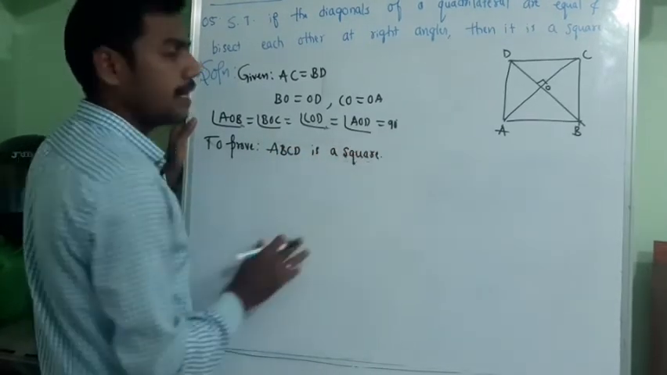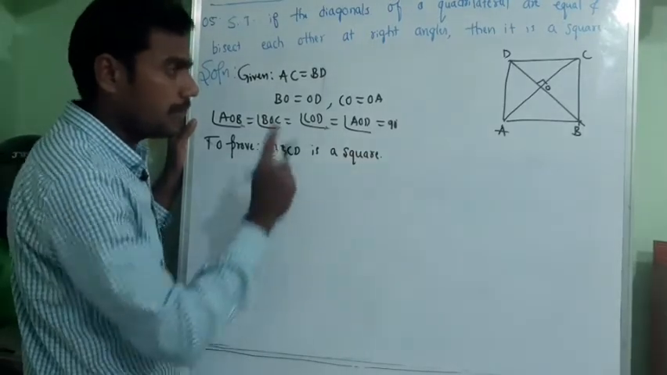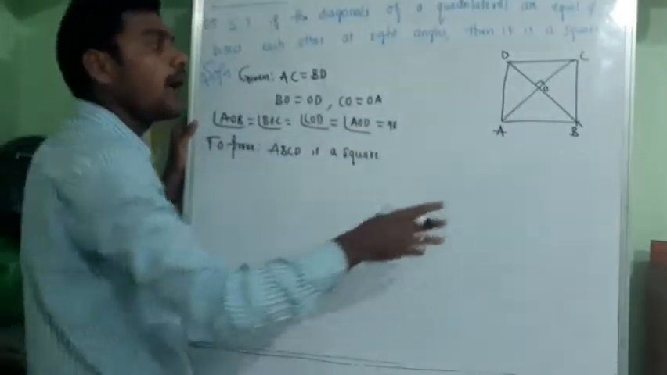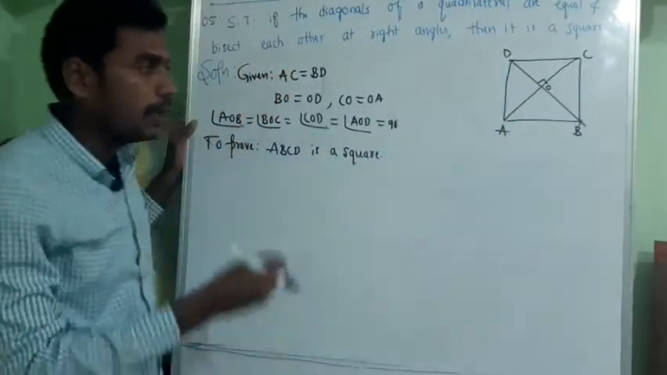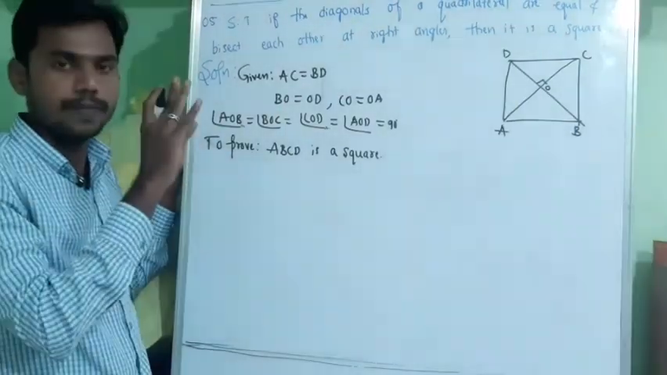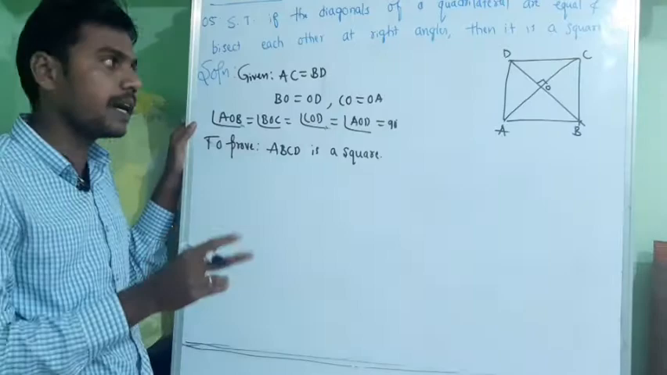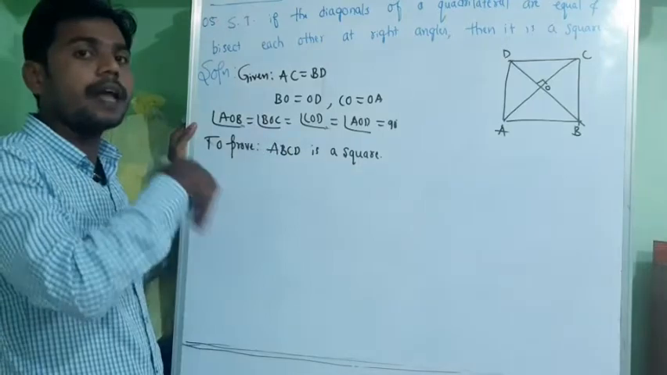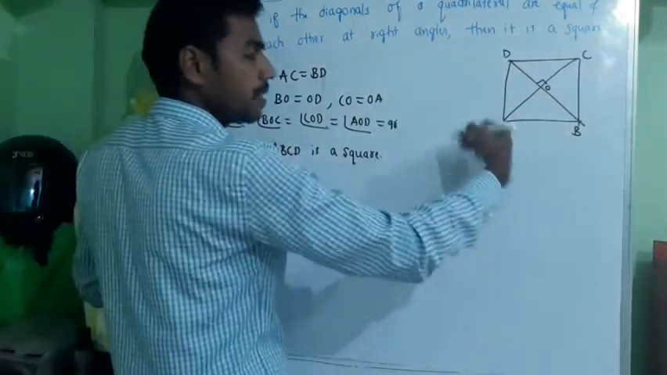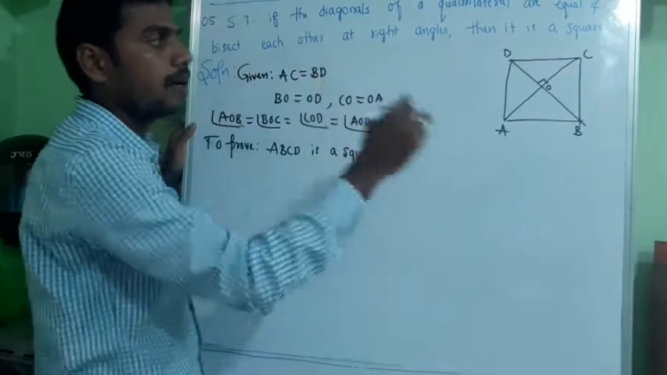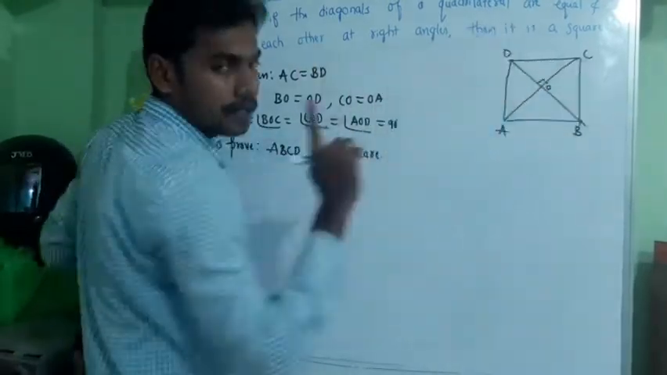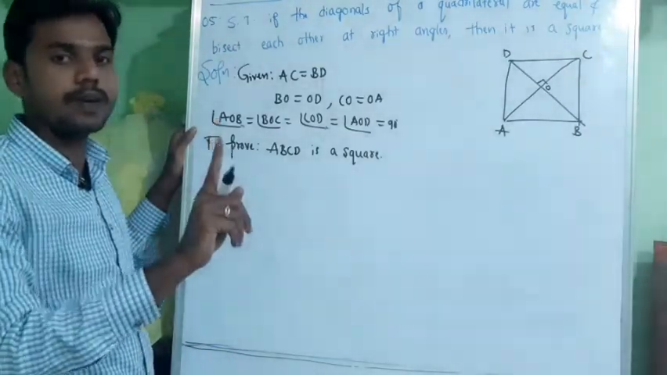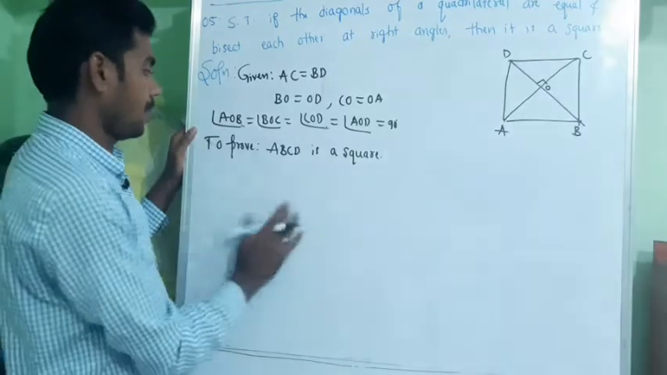To show ABCD as a square, what I need to show is at least one of the angles, either DAB or ABC, is equal to 90 degrees, and I need to show all the sides are equal. If I am able to show all the sides are equal, then it will be a square. First I need to prove this quadrilateral as a parallelogram. After proving it as a parallelogram, then I need to prove all the sides are equal. After that I need to show one of the angles of the quadrilateral is equal to 90 degrees. Then a parallelogram with all the sides equal and one angle equal to 90 degrees is nothing but a square. So now prove.